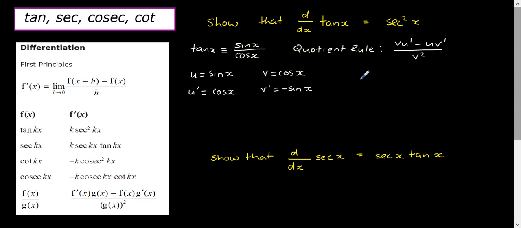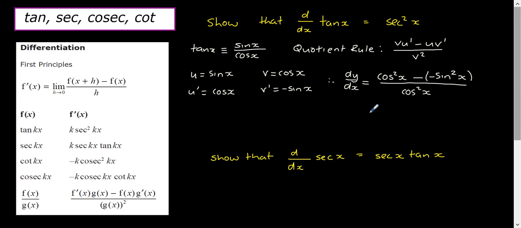So now we just substitute these in. So we'll say that dy by dx is going to be v times du, so v multiplied by u prime there. You can see cos x multiplied by cos x, which is cos squared x. And then we've got u multiplied by v prime. So we've got take away sine x multiplied by minus sine x. So we're going to subtract this minus sine squared x. And then we're going to divide by v squared. v is our cos squared.